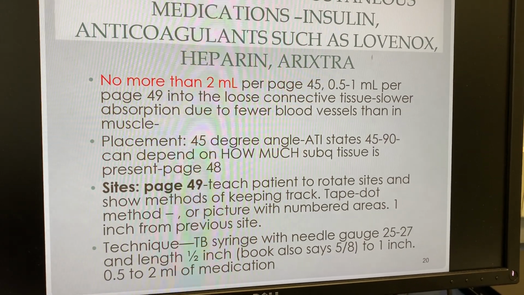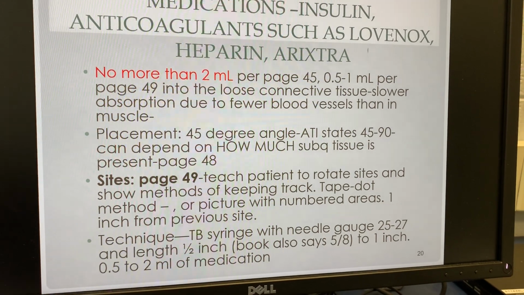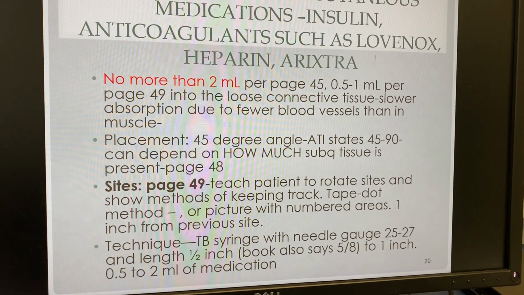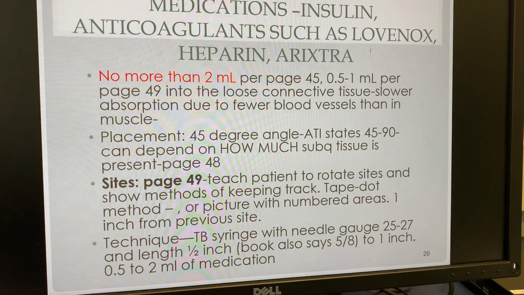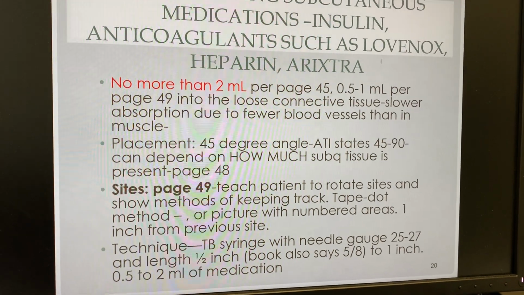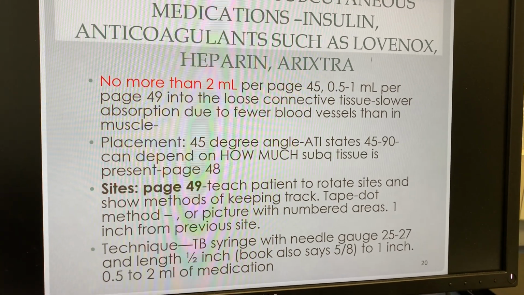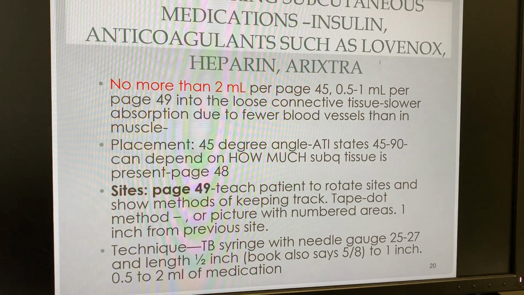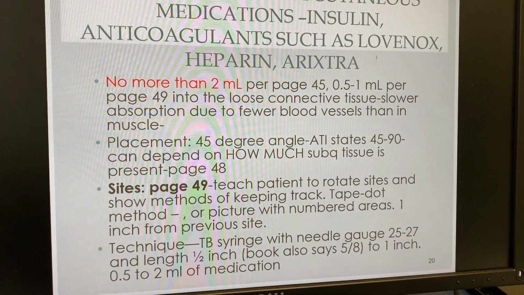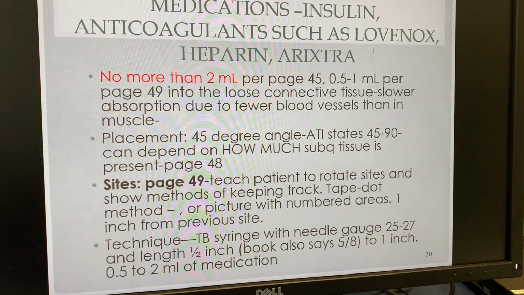You want to go at least 1 inch from the previous site if you're giving a lot of injections in the abdomen, which you might do with maybe they're getting heparin BID. You want to go 1 inch from the previous site, and in the abdomen 1 to 2 inches away from the umbilicus.